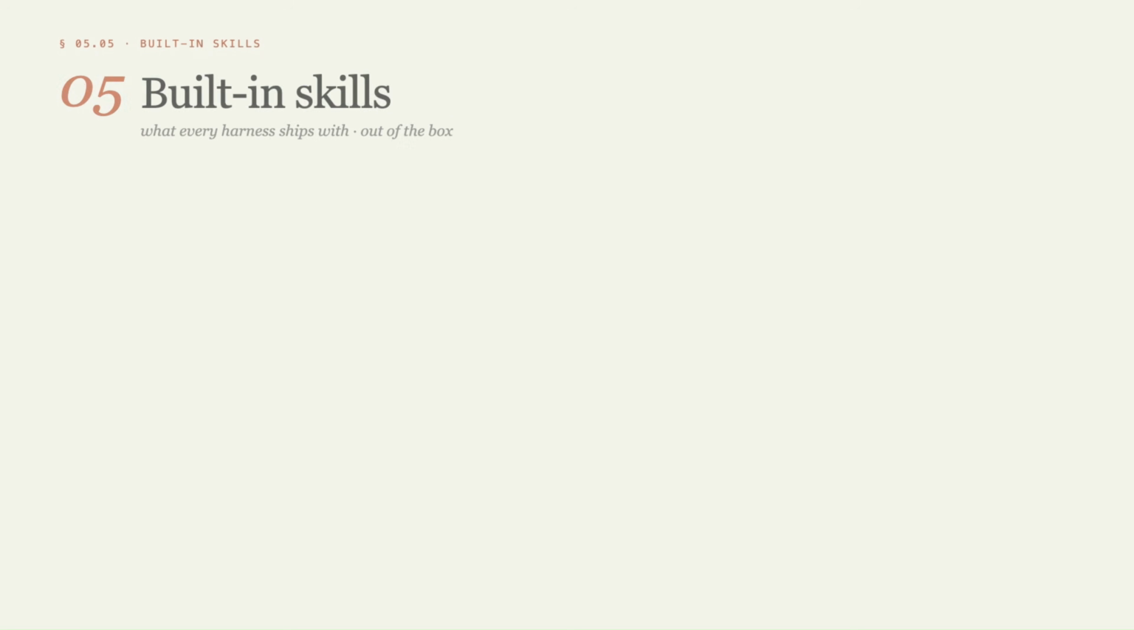Number 5 is built-in skills. So we already talked about skills that you provide as a user, but every harness ships with a baseline set of skills that are going to work out of the box. So think about file operations, read, write, edit, search, or shell execution, code navigation, things like that. Now, for modern harnesses, these are really non-negotiable. If your agent cannot read or edit files, it isn't a coding agent.